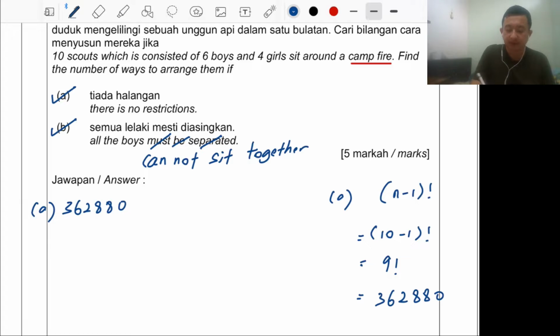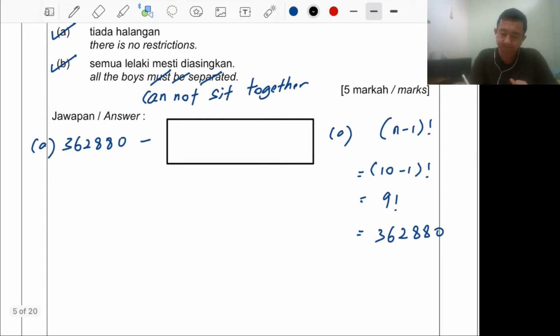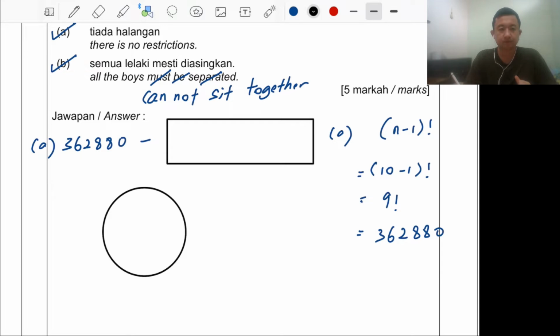What is the possible case? The opposite scenario would be all the boys sitting together. So you find the number of ways by calculating the number of ways where all the boys are sitting together. If all the boys sit together, then I will have to tie all the boys together as one. So these are the boys, B, all the boys here. Then I have all the other girls.